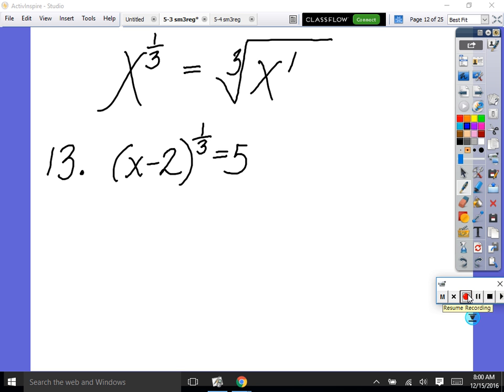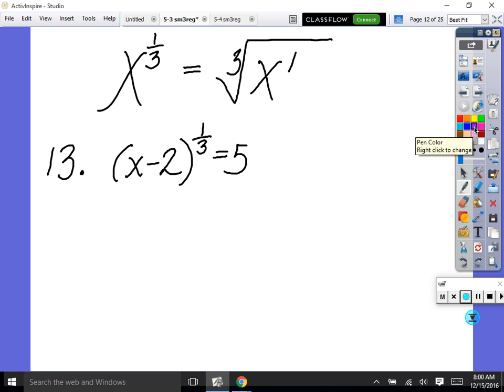Remember something, everybody watching. If you have a rational exponent, x to the 1/3, isn't that the exact same thing as the cube root of x to the first? Yes? Okay, so look at number 13. Even though it doesn't look like a radical equation like the ones above, it's actually the exact same thing because we have a rational exponent. So what you're going to do is the exact same thing as we just did above, but our first step will be rewrite it as a radical.